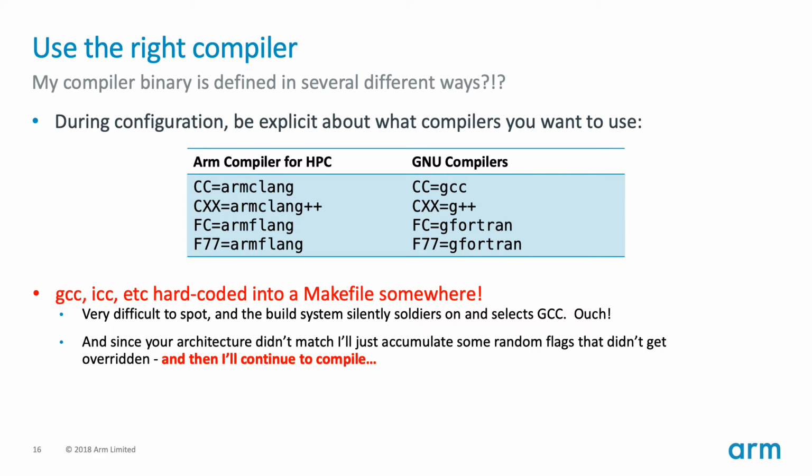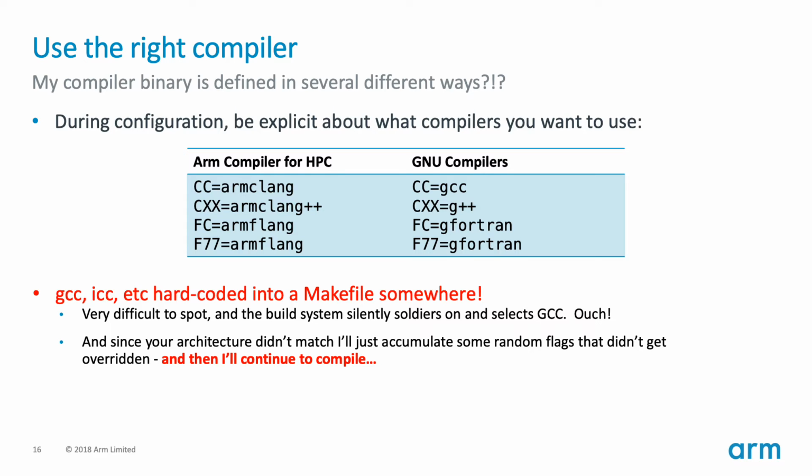So once you know your dependencies are all available and you're going to build something, make sure you're using the right compiler. I see this a lot, in fact, that makefiles or build systems make assumptions about compilers, or if you don't explicitly specify certain compilers, it'll just default to GCC and never tell you. So if you want to use the ARM compiler for HPC, be very specific on selecting it. The C compiler is called armclang, the C++ compiler is called armclang++, and the Fortran compiler is called armflang.